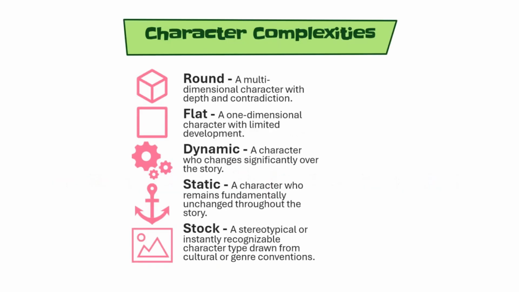Here we have 5 different roles of complexity, so to speak, character complexities: round, flat, dynamic, static, stock. Each of these has a different function and serves a different purpose. None are good or bad or better than the other. They are each a utility.